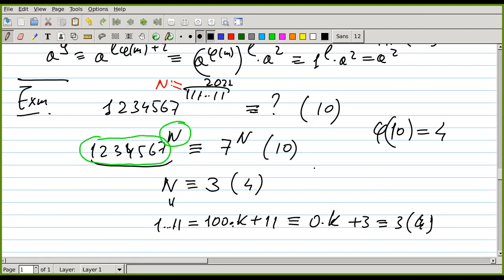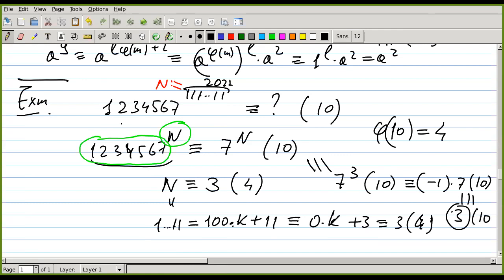Yes. So by the previous corollary, 7 to the power n is congruent to 7 to the power 3 modulo 10, which is easy to compute because 49, 7 squared, is minus 1 modulo 10, so it is minus 7, or just 3. So the last digit of this enormous number is just 3. Is this idea clear?